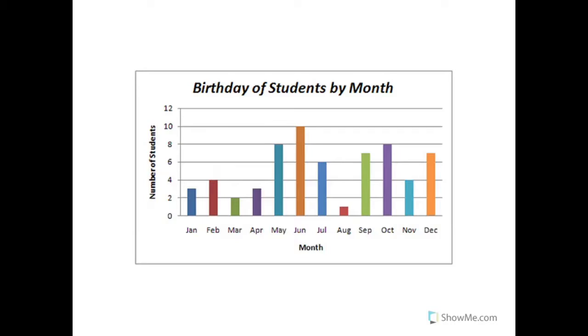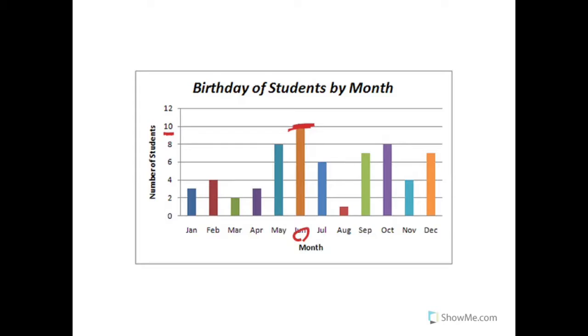A bar graph can be used to display and compare data about any number of subjects. In this case, this shows the birthday of students by month. Okay? So if I asked you which month contained the most student birthdays, you would say June, okay? Because you can tell that it has the highest marker there. And you can also tell, because it's labeled, the number of students. 10 students have birthdays in June.